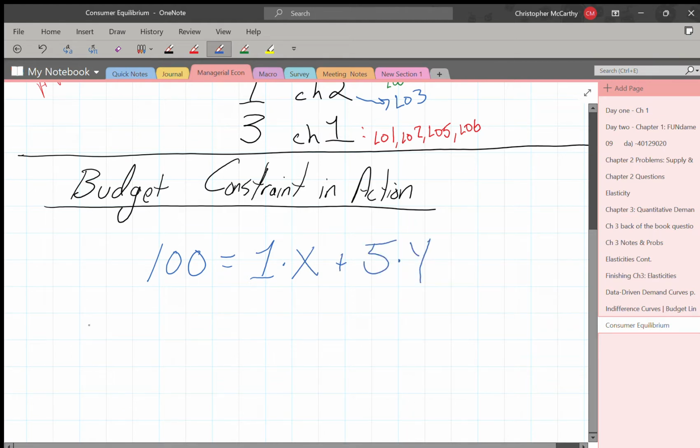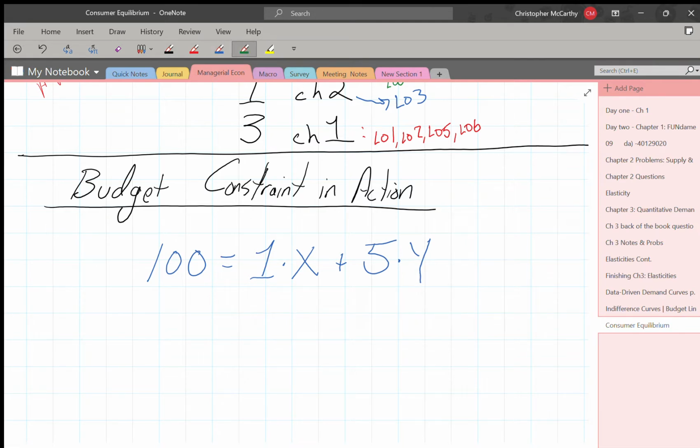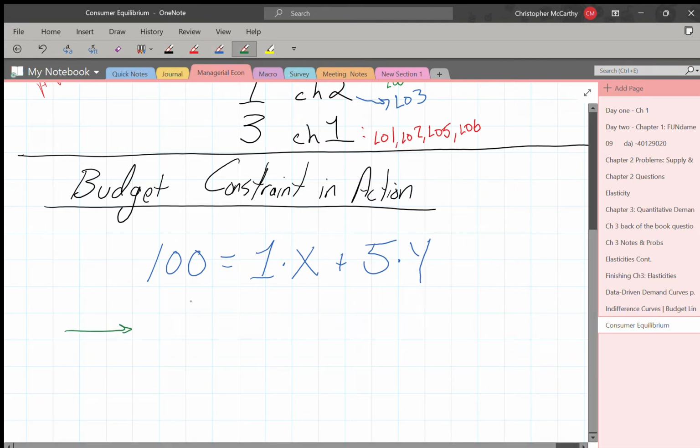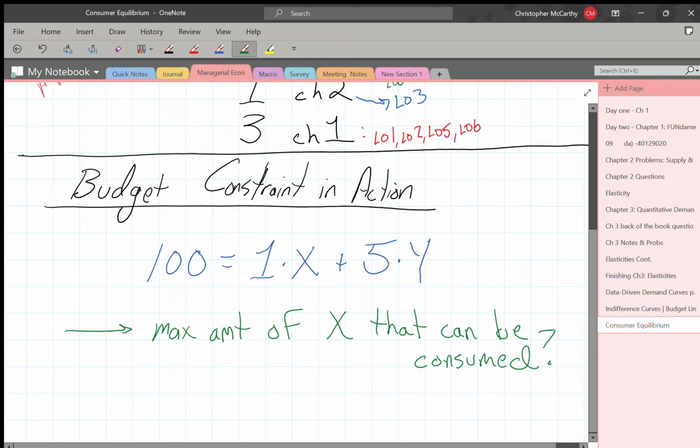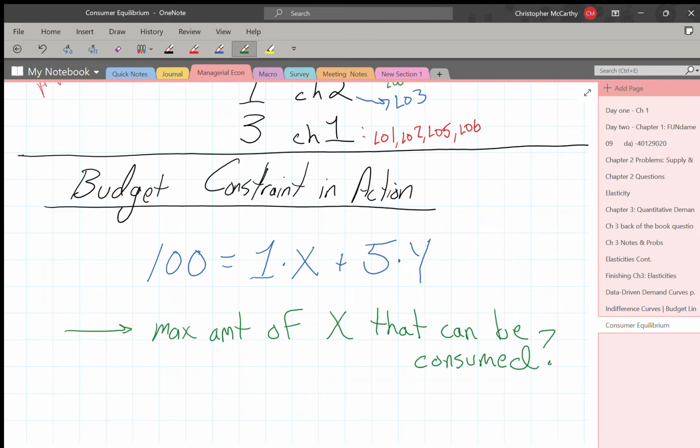So we are asked, firstly, what is the maximum amount of x that can be consumed? So let's just do that real quick. I'll walk around and make sure we're getting the algebra here. What is the maximum amount of x that can be consumed?